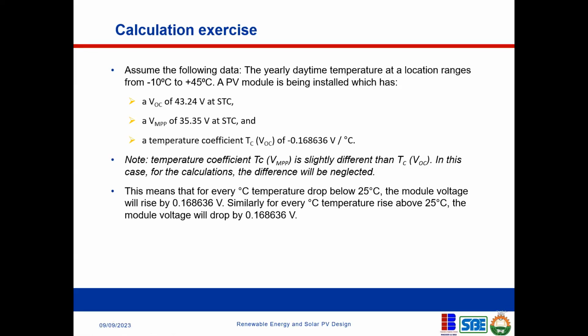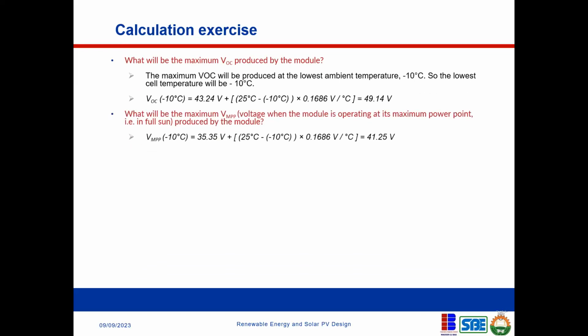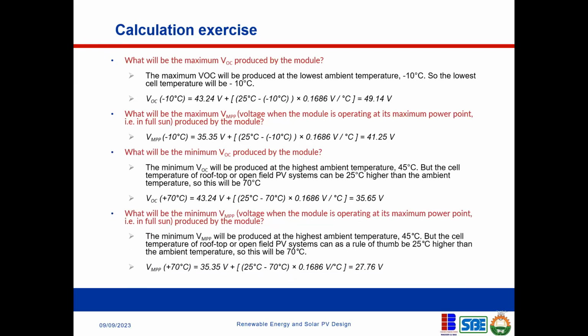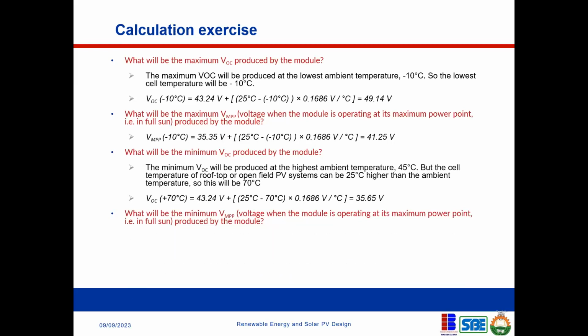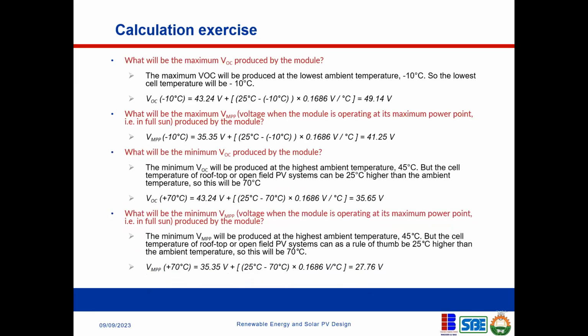But this is an exercise, though. So these are the calculations. Because of time, we will not go line by line through them, but they are simple calculations. If you understand what I've explained about voltage drop, you understand this calculation. So let me just go through this first one. What will be the maximum open circuit voltage produced by the module?